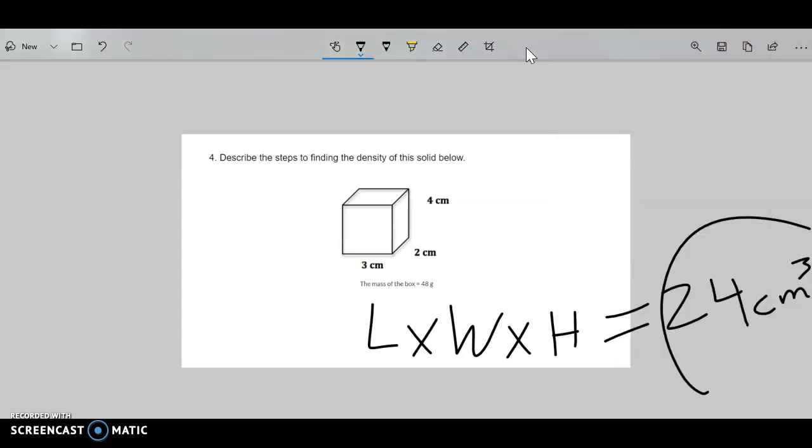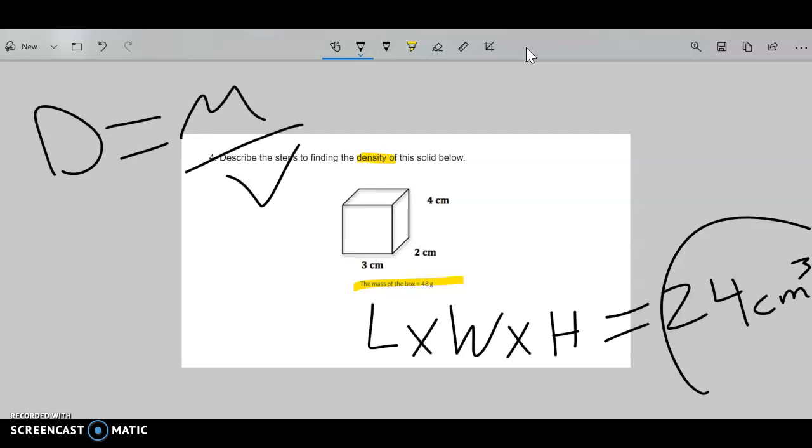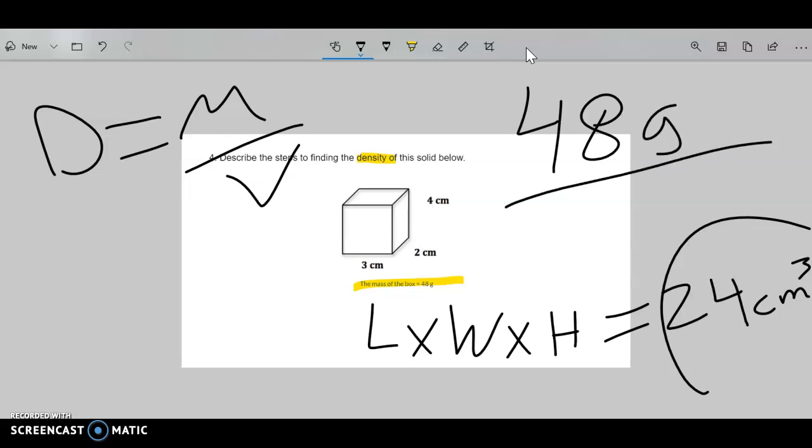And it gives you the mass already. And so you just need to find the density. So the formula for density, D equals M divided by V, mass divided by volume. So it gives you the mass. The mass is 48 grams. Volume is 24 centimeters cubed. So 48 divided by 24 equals what?